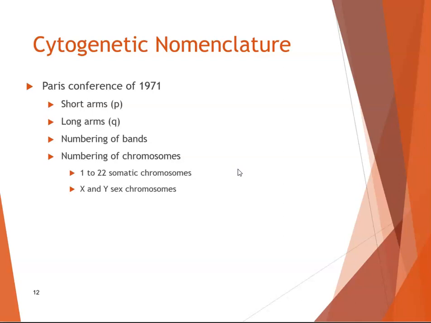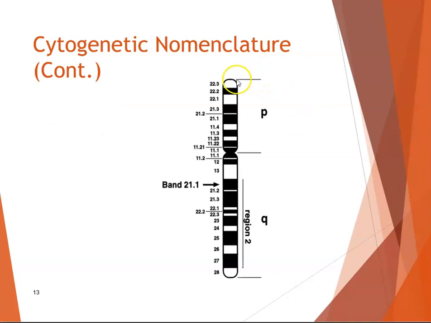The short arm, which I'll show you in a picture in a second, and this goes all the way back to 1971, is considered the P, and the long arm is considered the Q. Then there are the different numbers of bands in the chromosome, which you'll see in the picture. Chromosomes 1 to 22 are somatic, and the 23rd is the sex chromosome. So let's look at a picture. Here in the center is the centromere. P is short, Q is long, and you can see the different numbers that come with it. I don't know how they do it, but it's pretty amazing.